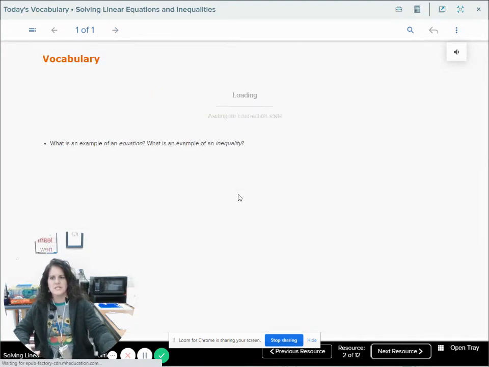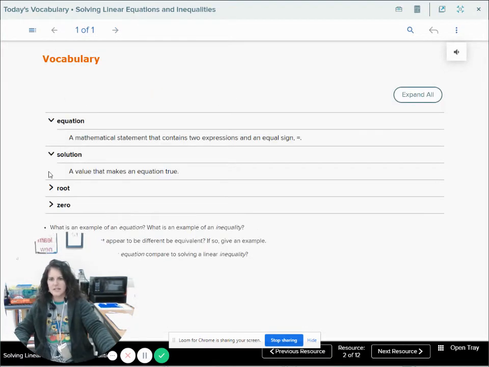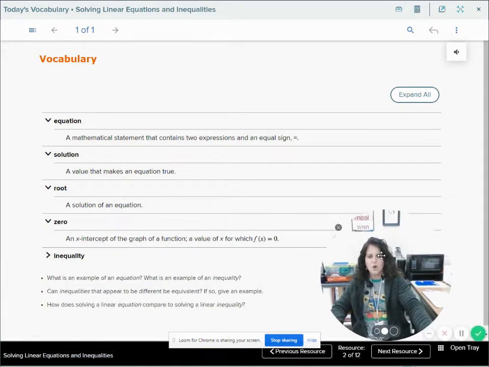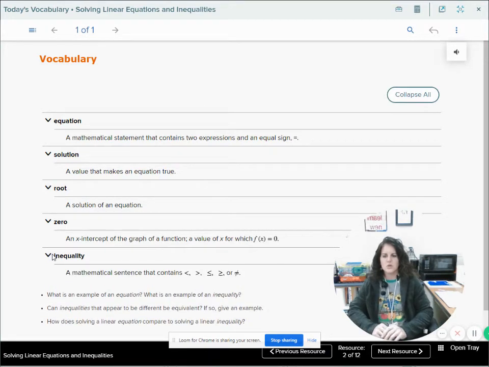Make sure you're taking down the vocabulary because there will be a vocabulary test as previously. It's important to know the vocabulary to understand what a question is asking. So we've got equation, solution, root, zero, and inequality. And as we go through this lesson, these vocabulary words will be defined in more detail.